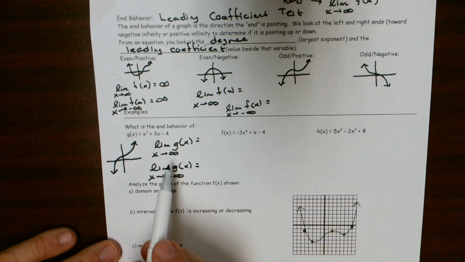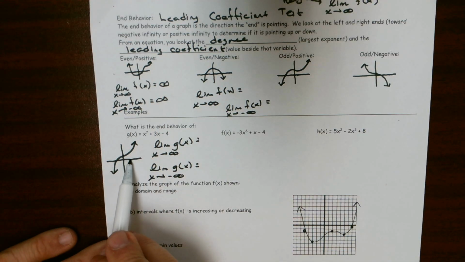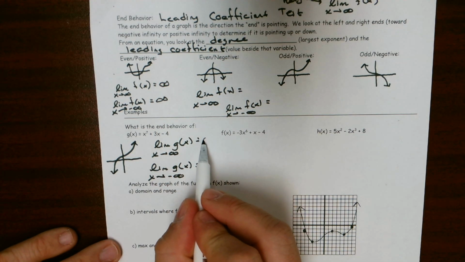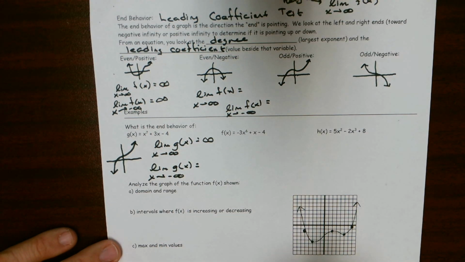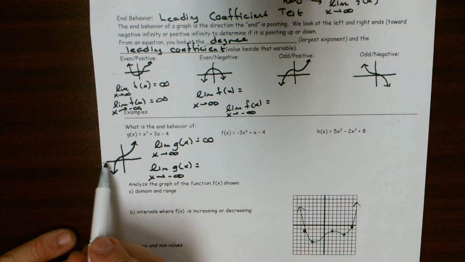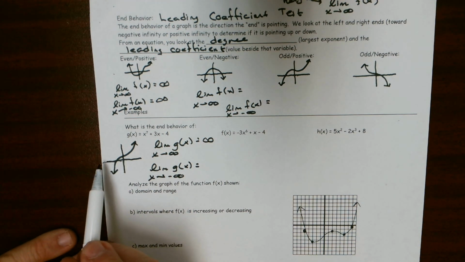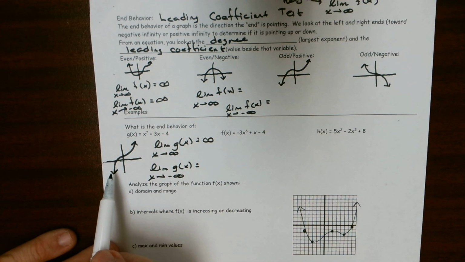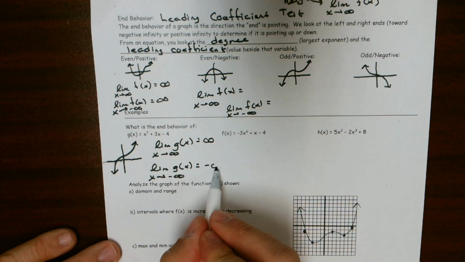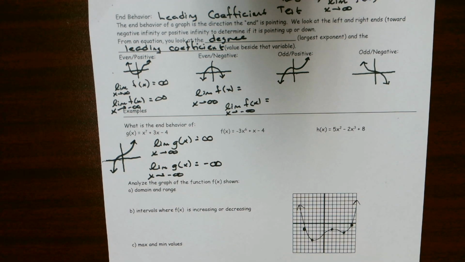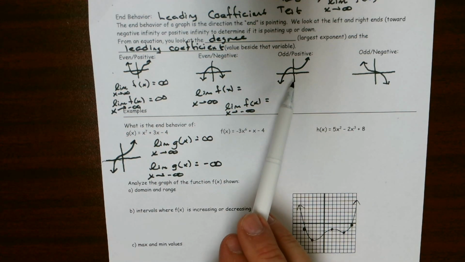So as we go right, as the x's go right, my limit or my height is going up towards positive infinity. As x goes to negative infinity now, as I go left, going towards negative infinity, my graph is going down to negative infinity. This one should match what you have up here.